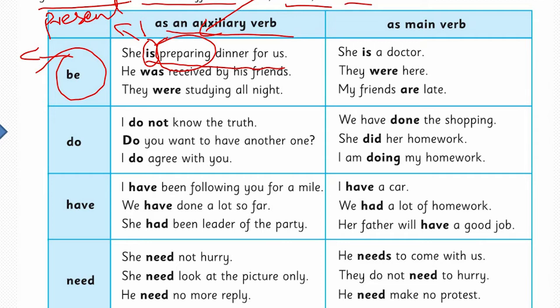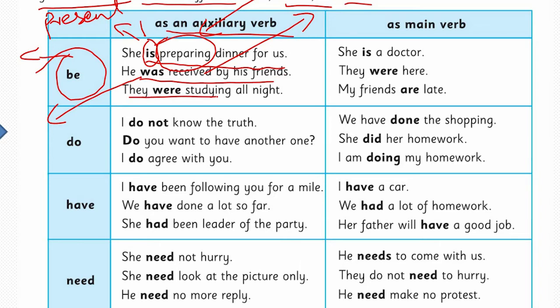Now the second example, he was received by his friend. Here the was is also an auxiliary verb and it indicates the past situation. He was received. The action was done in the past. Is refers to the present situation and was refers to the past situation. The action is done. He was received by his friend. Here received is the main verb and was is a helping or auxiliary verb. It is helping the main verb here.